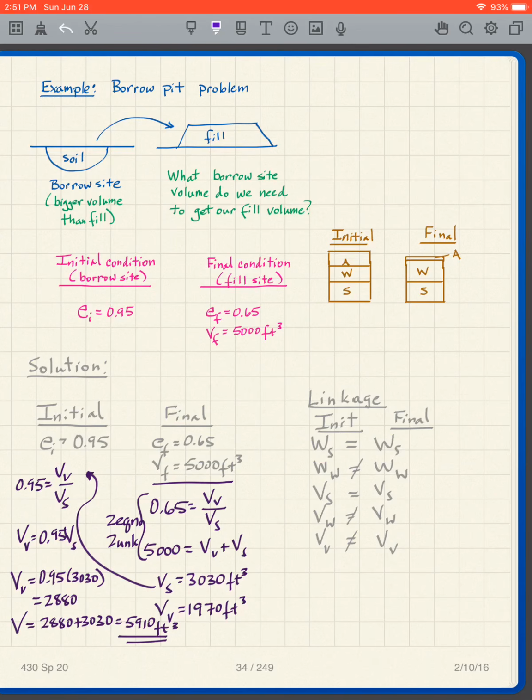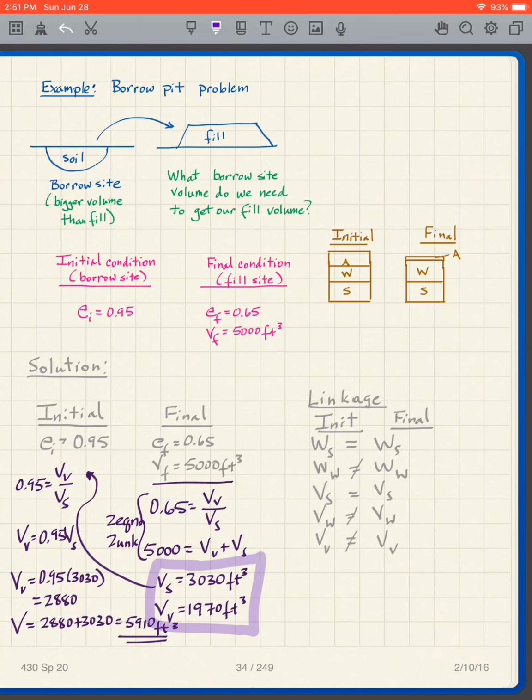Well, one of the first things I see is what? I have void ratio and volume. What do I know there? Two equations, two unknowns. When I've been given that, I write out the equation. This is void ratio, 0.65. My volume of voids plus the volume of the solids. What do I have? Two equations, two unknowns. I can solve for those. I get this for the volume of the voids and that for the volume of the solids.